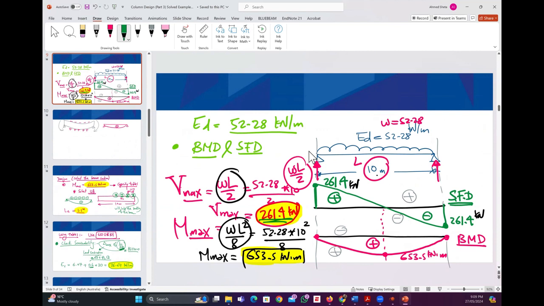Just a second, I'm trying to catch back up to that. Yeah, so the M max, the bending moment. You've used 10 because that's the span, that's the length of the beam, but the length of our beam is 4.5.